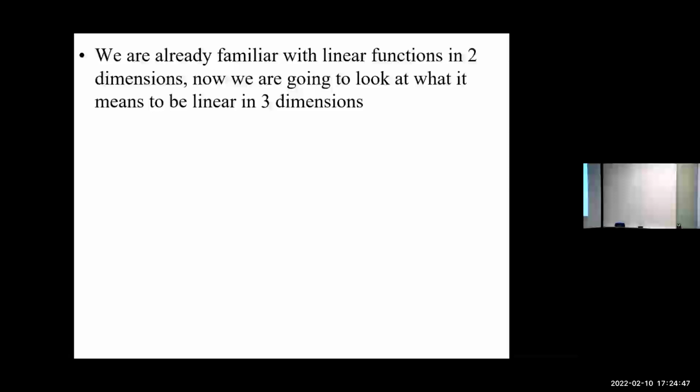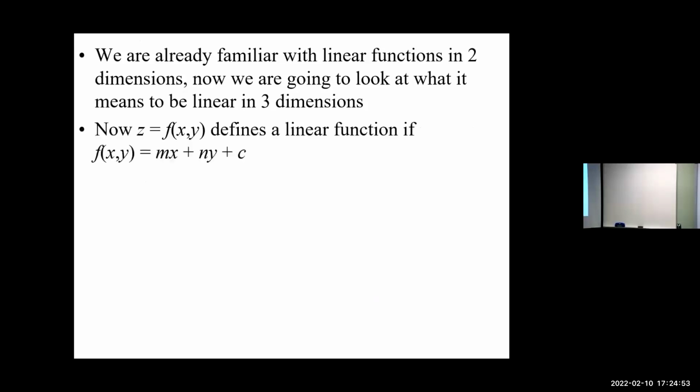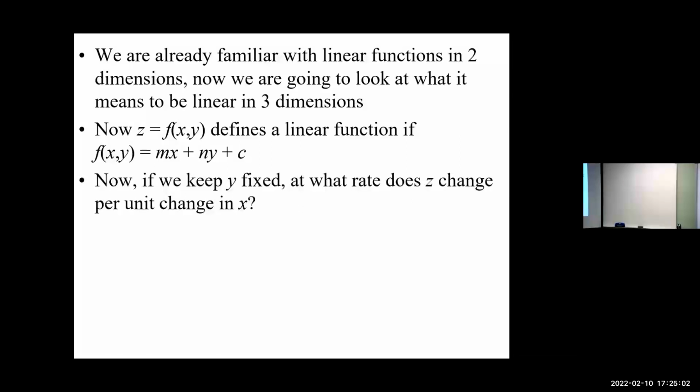Well, we talked about this a little bit before. Something that makes a line in 2D makes a plane in 3D. The only difference now is we have a slope in the x direction and a slope in the y direction. And so what happens is we look at one direction at a time. So if we keep y fixed and we want to know how z changes, z being the output, right now we're calling it f of xy, how does z change per unit change in x?